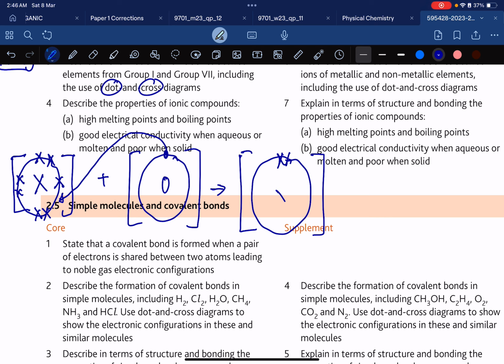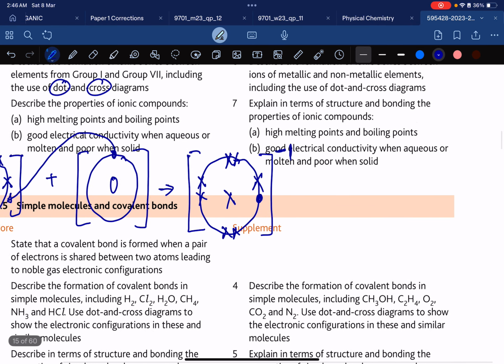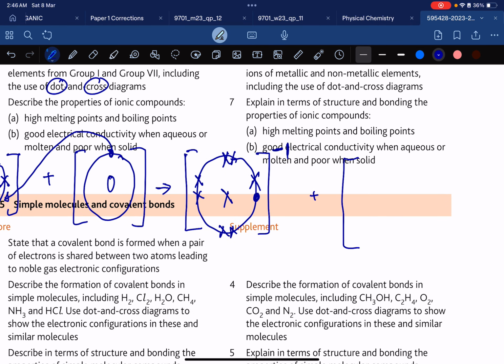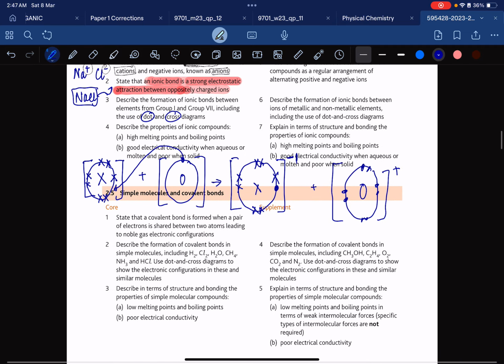Yeah, so this will form X, and this will have this thing from here. Since it's gaining an electron, the charge will be minus 1. And I have O. If O had a full shell before, then it will become like this, and because it lost an electron, it becomes positively charged, so it will be plus over here. And this is basically how dot and cross works.